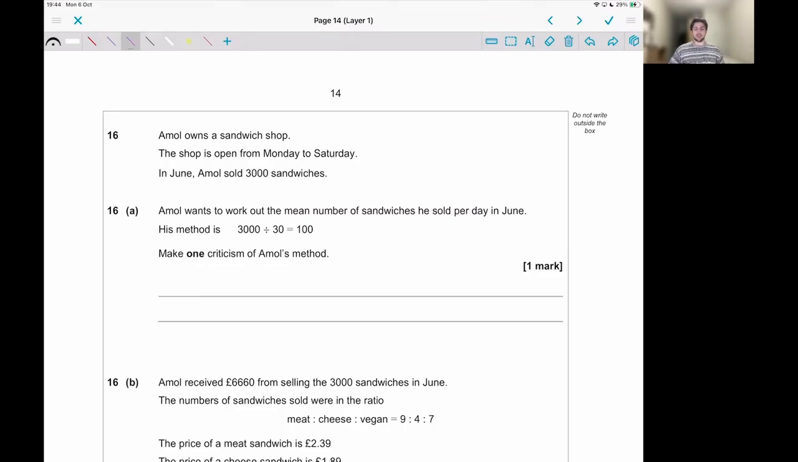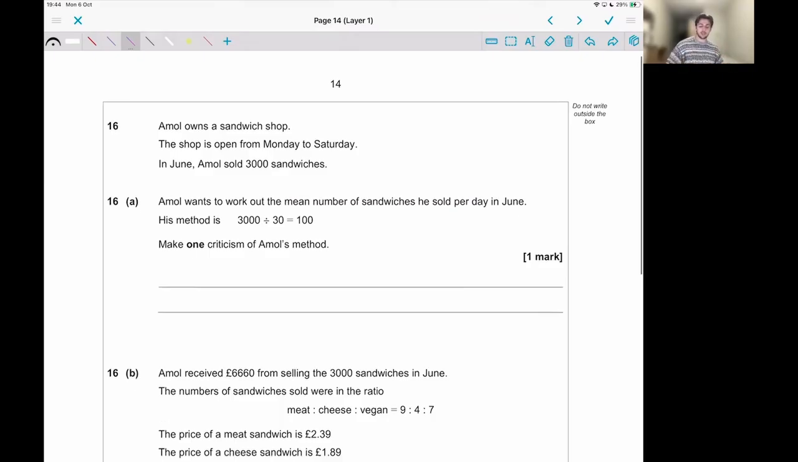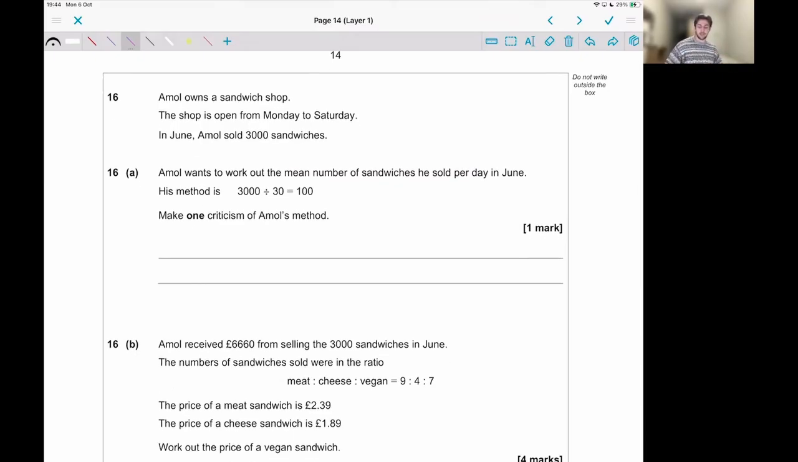Or you could say, there's lots of different ways you can make the criticism, but that's the crux of it. So you can say he accounted for 7 days when he should have accounted for 6. You could say his actual number of sandwiches sold per day will be higher because he only is open 6 days a week, or something like that. Anything to do with those is a valid criticism.